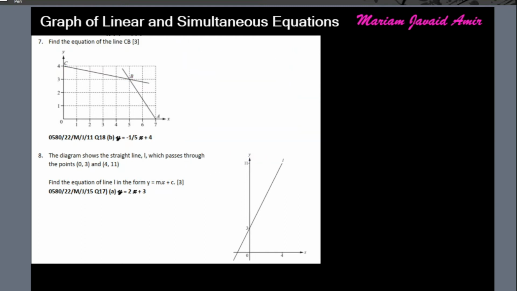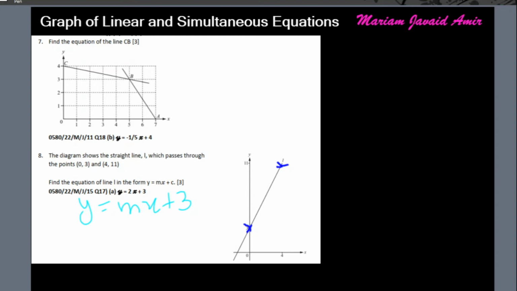Right. Question 8. The diagram shows a straight line L which passes through the points (0, 3) and (4, 11). So this is the first point, (0, 3) and (4, 11). Write down the equation of line L in the form y equals mx plus c. So again, c is very obvious. It's where the graph cuts the y-axis, that is the point 3. So y equals mx plus 3.